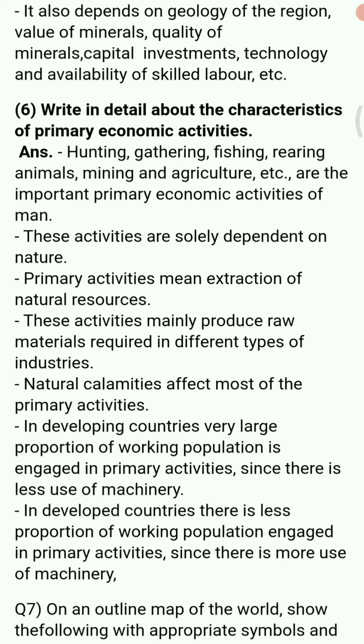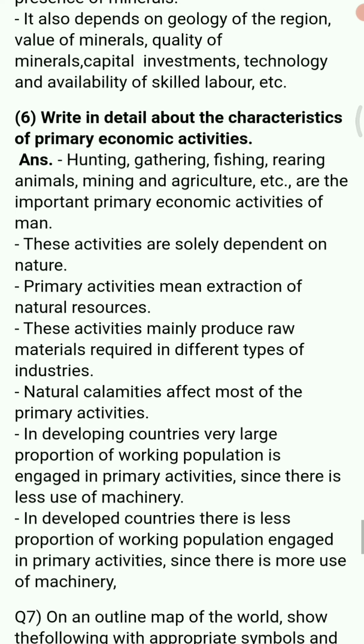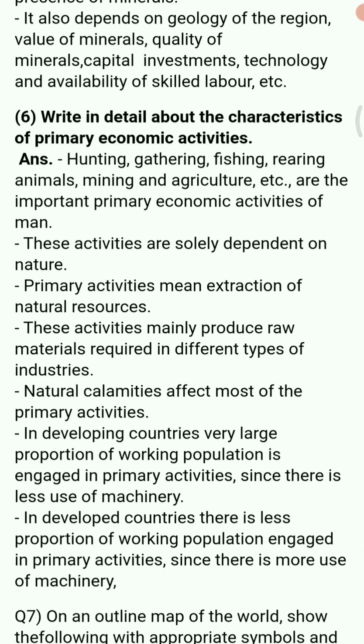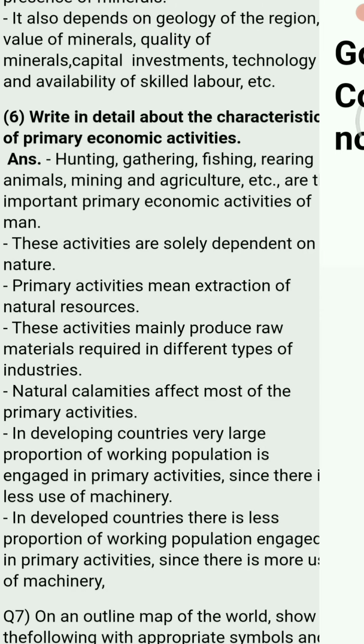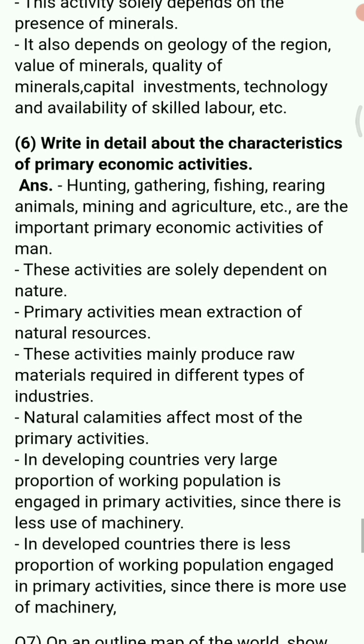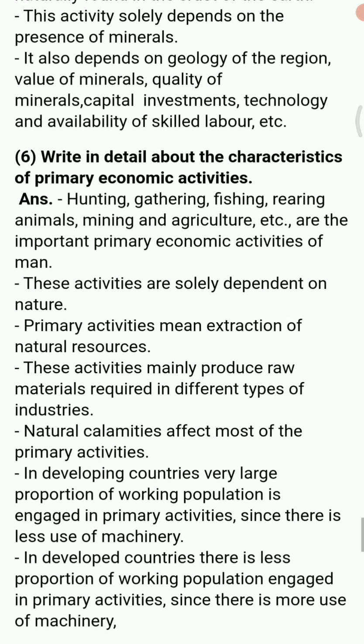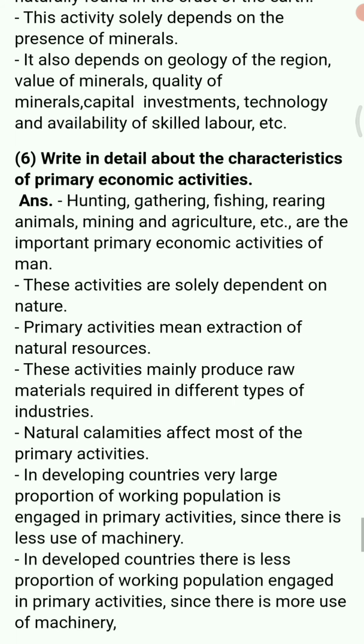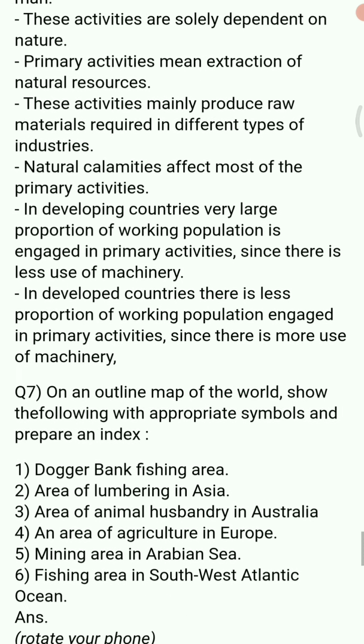So natural calamities affect most of the primary activities. In developing countries, very large proportion of the population is engaged in primary activity. लेकिन developed countries में ऐसा नहीं है. developed countries में लोग ज़्यादा से ज़्यादा secondary और tertiary में engaged है and less in primary.